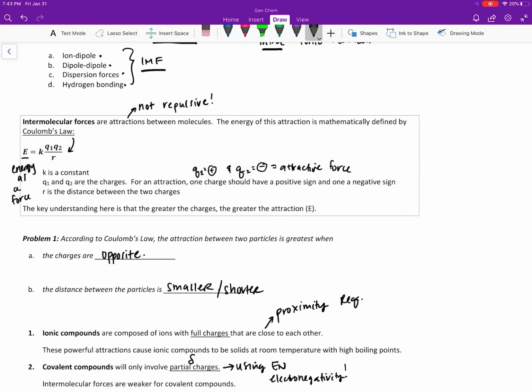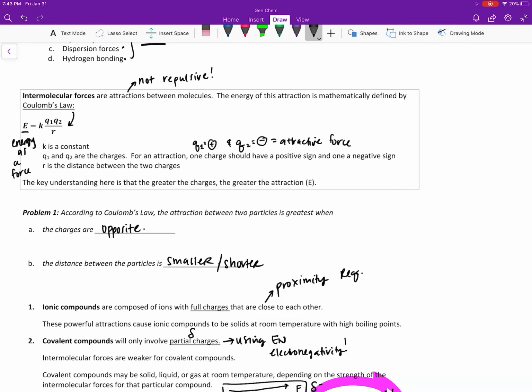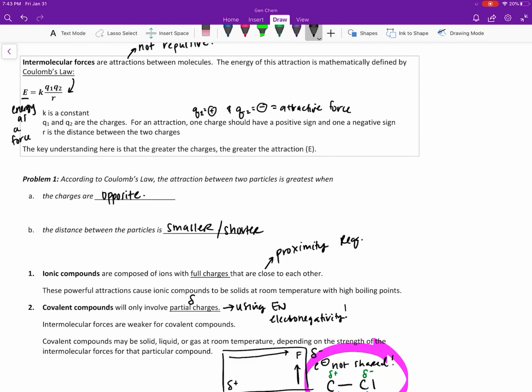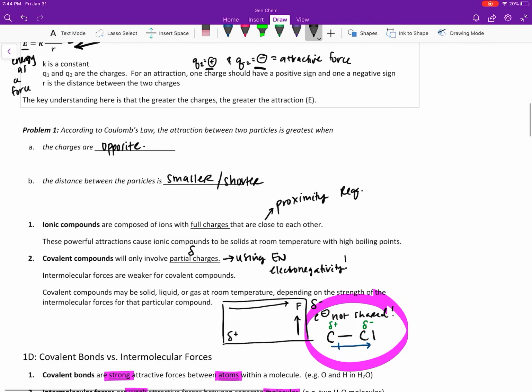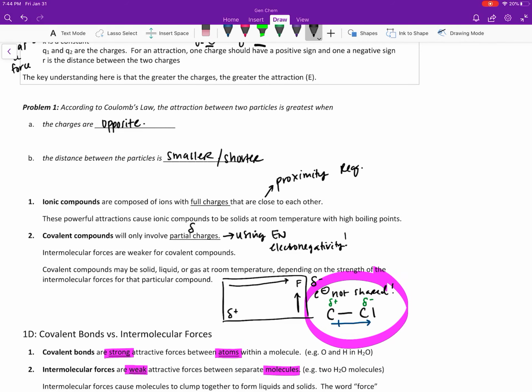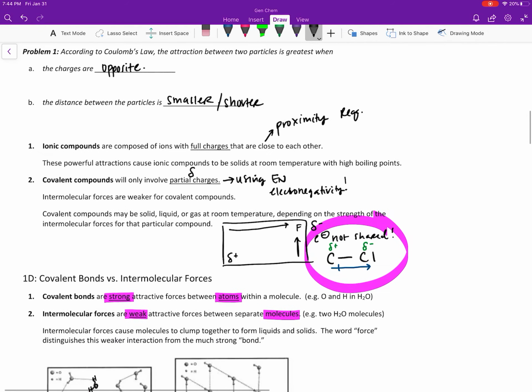When we defined intermolecular forces, we said specifically they're attractive, and mathematically we relate this by using Coulomb's law, which is between charged particles. And we want to treat them always to be an attractive force, therefore we have a positive and a negative. And remember, I said don't really worry about the formula and using it, but knowing that there's a variable of distance, that as the charges get closer, the energy or the force goes up, kind of like magnets. So according to Coulomb's law, the attraction between two particles is greatest when the charges are opposite and the particles are closer together.